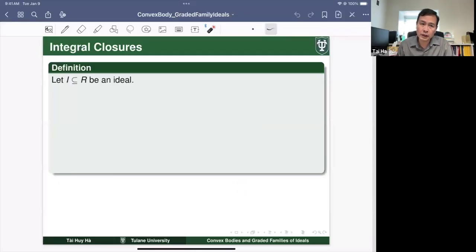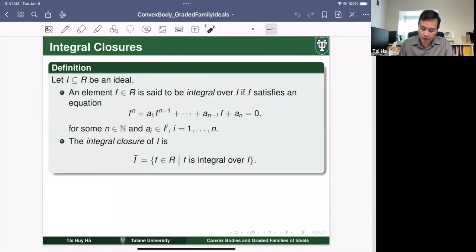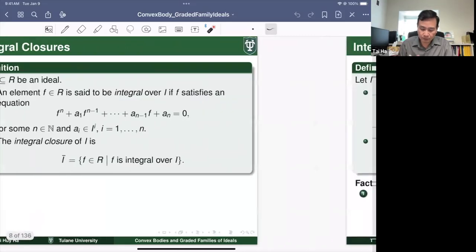I'm also going to recall the notion of integral closure of an ideal, since I was told that there might be some graduate students in this talk. So let me be very elementary here. If I is an ideal in R, then an element f is said to be integral over I if f satisfies a monic equation with coefficients a_i being inside the ith power of the given ideal I. We let I bar be the collection of all elements that are integral over I, and we call it the integral closure of I.